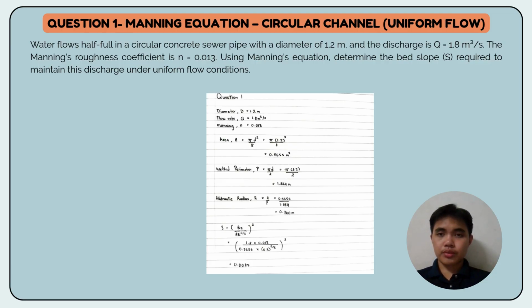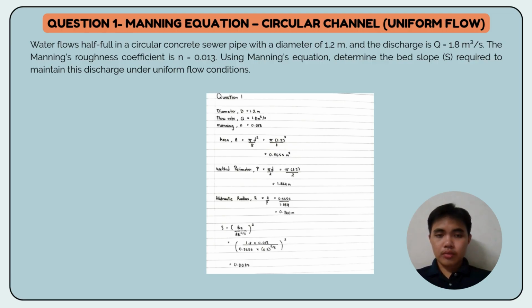For question 1, we need to use several equations to determine the bed slope required to maintain this discharge under uniform flow conditions. Firstly, we must find the area. The formula for area is pi d squared over 8. So pi times 1.2 squared over 8, and we get 0.5655 meter squared.